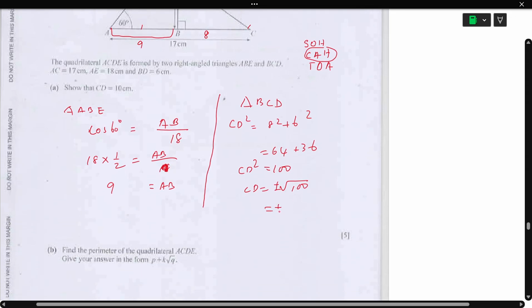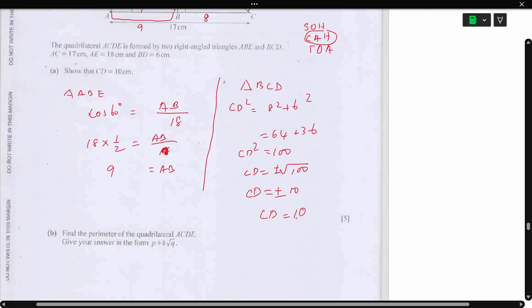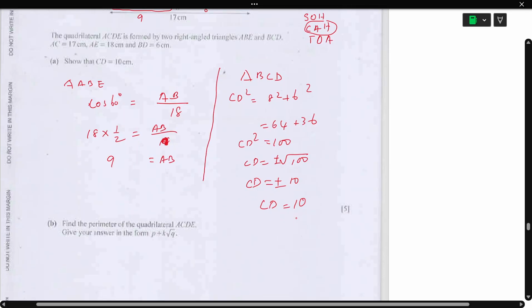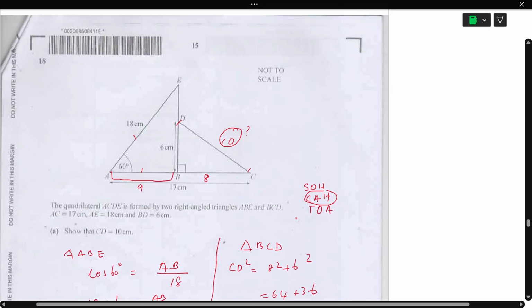So which is equal to plus or minus 10. So we cannot take negative because length can't be negative. So it is only 10, we proved. Actually we need to show that CD equals 10, we proved. Next one, given the find the perimeter of the quadrilateral ACDE. So ACDE, the entire thing.